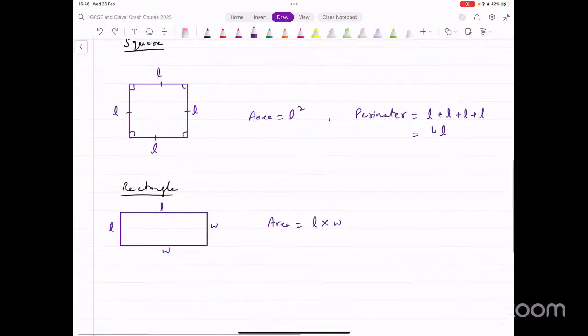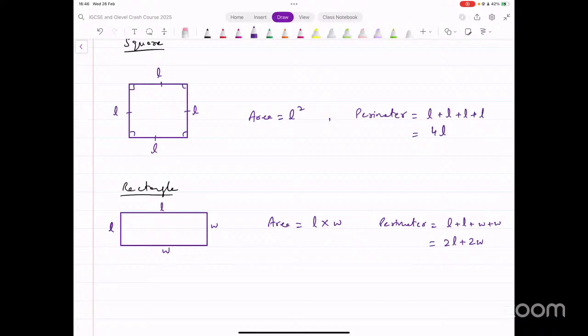If you had to find the perimeter of this shape, what would that be? For perimeter, you just add all of the sides. So that will be L plus W plus L plus W, and that simplifies to 2L plus 2W in this case. But again, as I said, you can just think of adding all of the sides and you would get the perimeter like that as well.